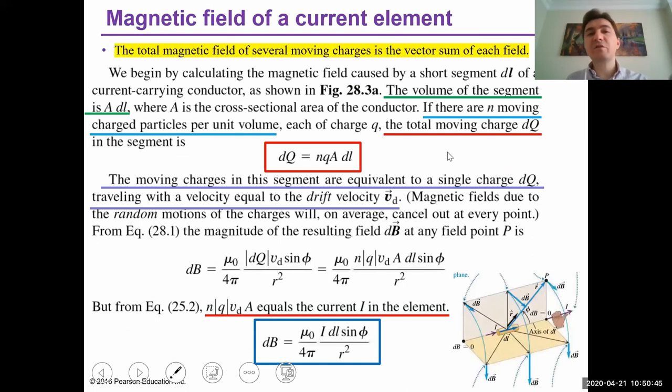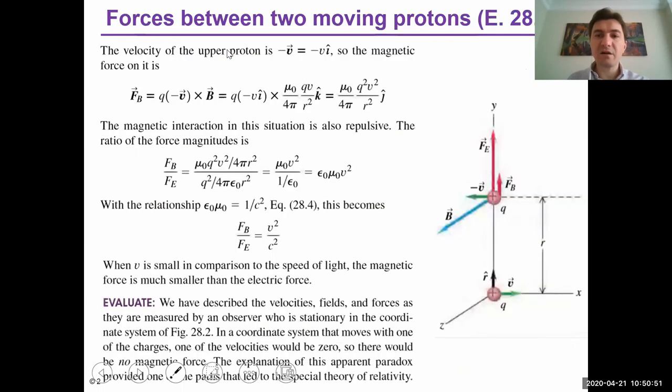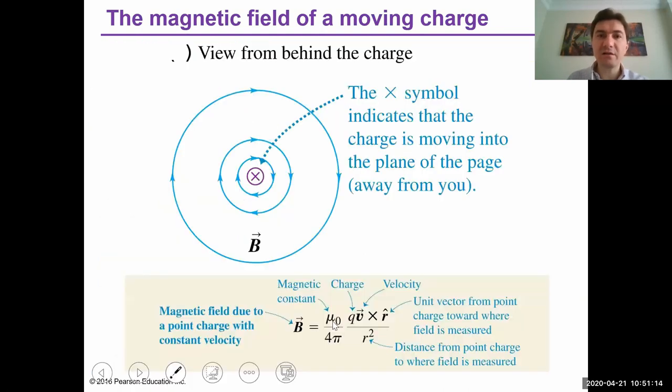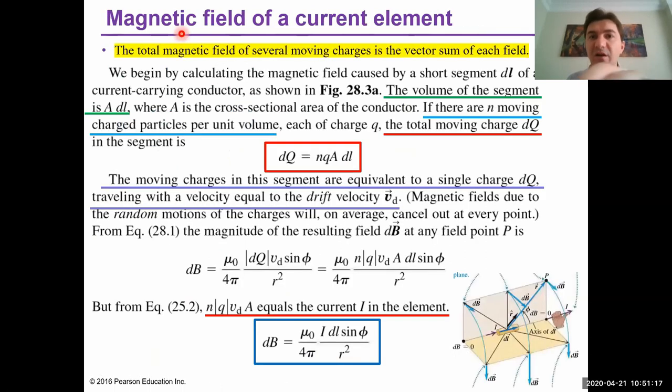So now let's continue with the magnetic field of a current element. Until that point, we have considered a single charge moving in a certain direction and producing a magnetic field. So what about current? We know that the current is the movement of charges, right? So within a current, we have many charges. Then how do we calculate the magnetic field of a current element? This is the idea: the total magnetic field of several moving charges is the vector sum of each field.